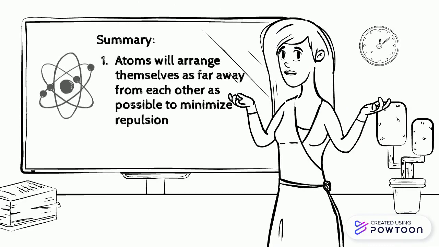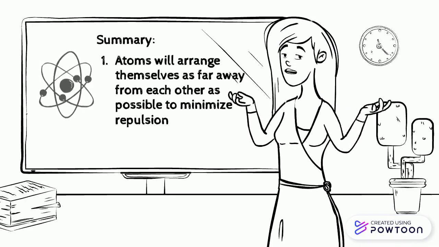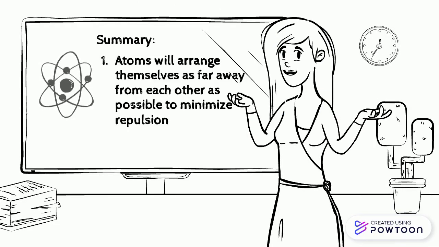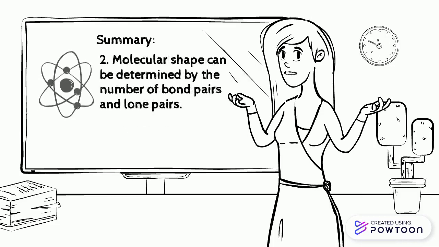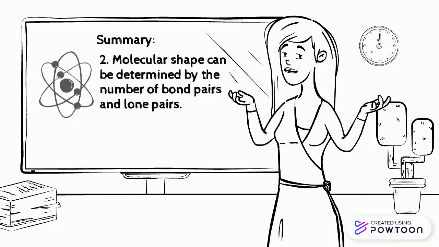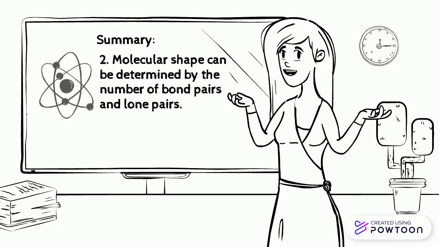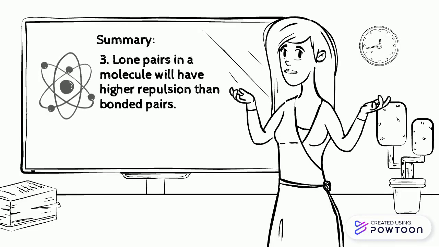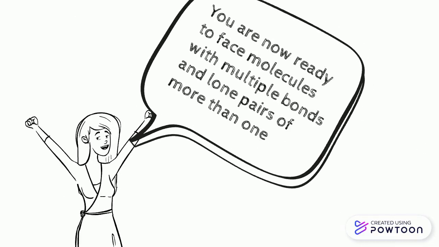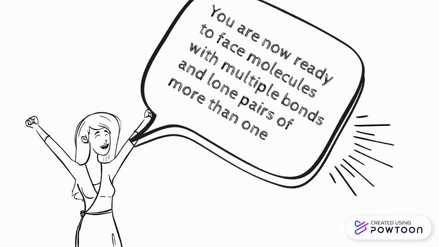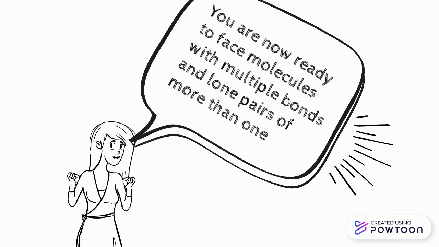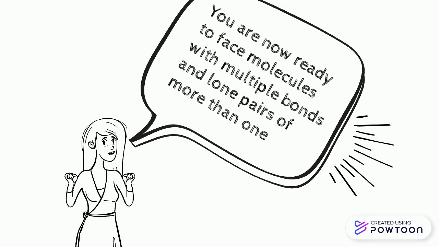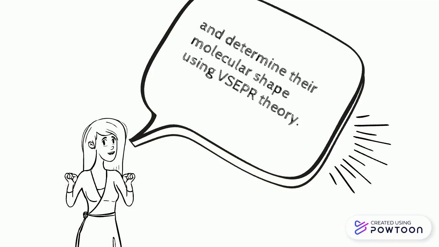In summary, we have learned that atoms will arrange themselves as far away from each other as possible to minimize repulsion. Additionally, molecular shape can be determined by the number of bond pairs and lone pairs. Lone pairs in a molecule will have higher repulsion than bonded pairs. With these concepts, you are now ready to face molecules with multiple bonds and more than one lone pair, and determine their molecular shape using VSEPR theory.